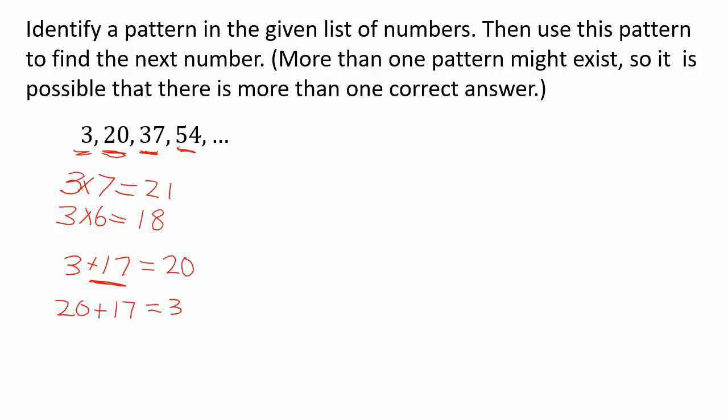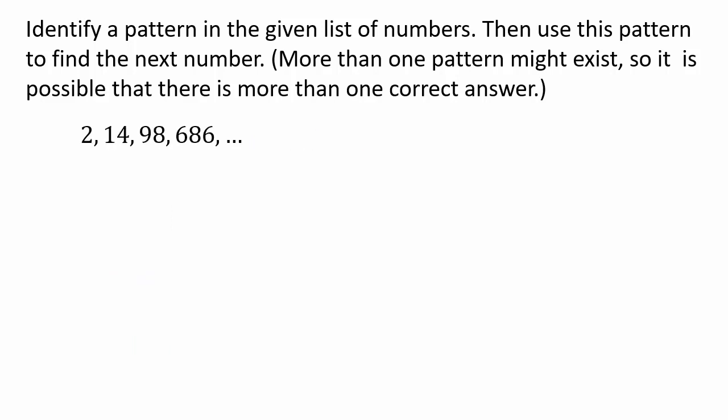20 plus 17 is 37. That is my third term. And lastly, I'm going to check 37 plus 17 is 54. My conjecture is that to get from term to term, I have to add 17 to the previous term. So my next term would be 54 plus 17. That would be 71.